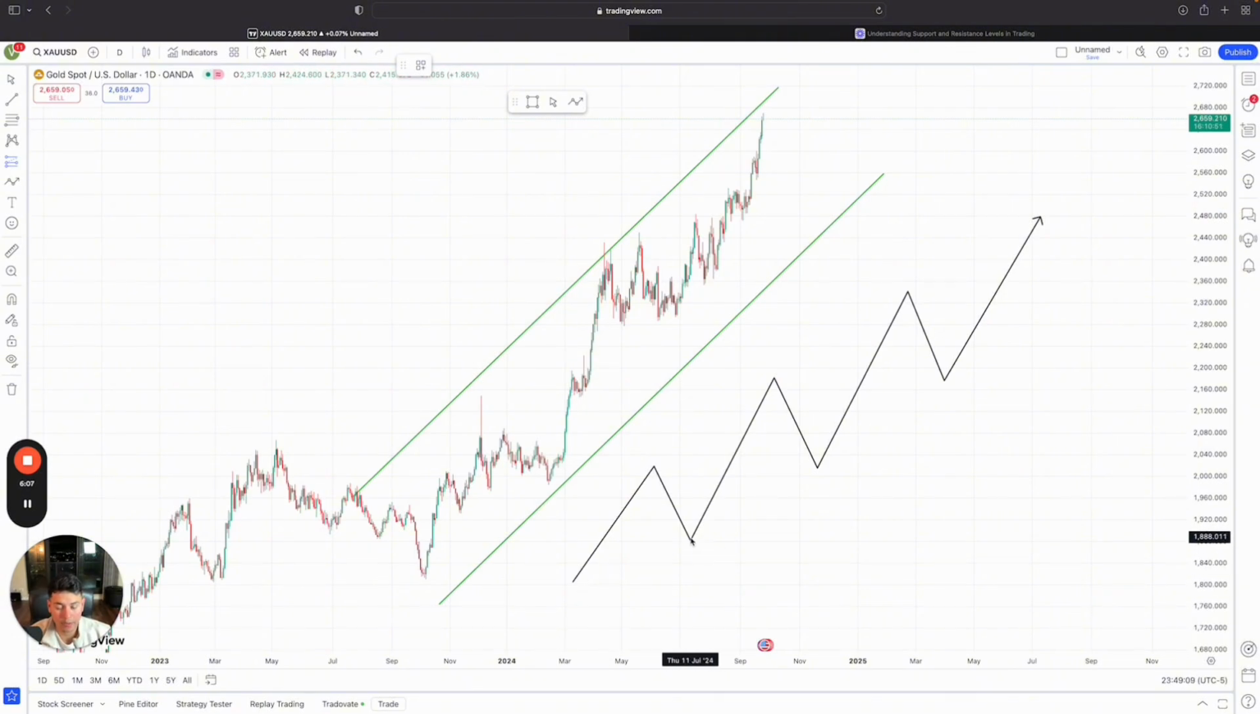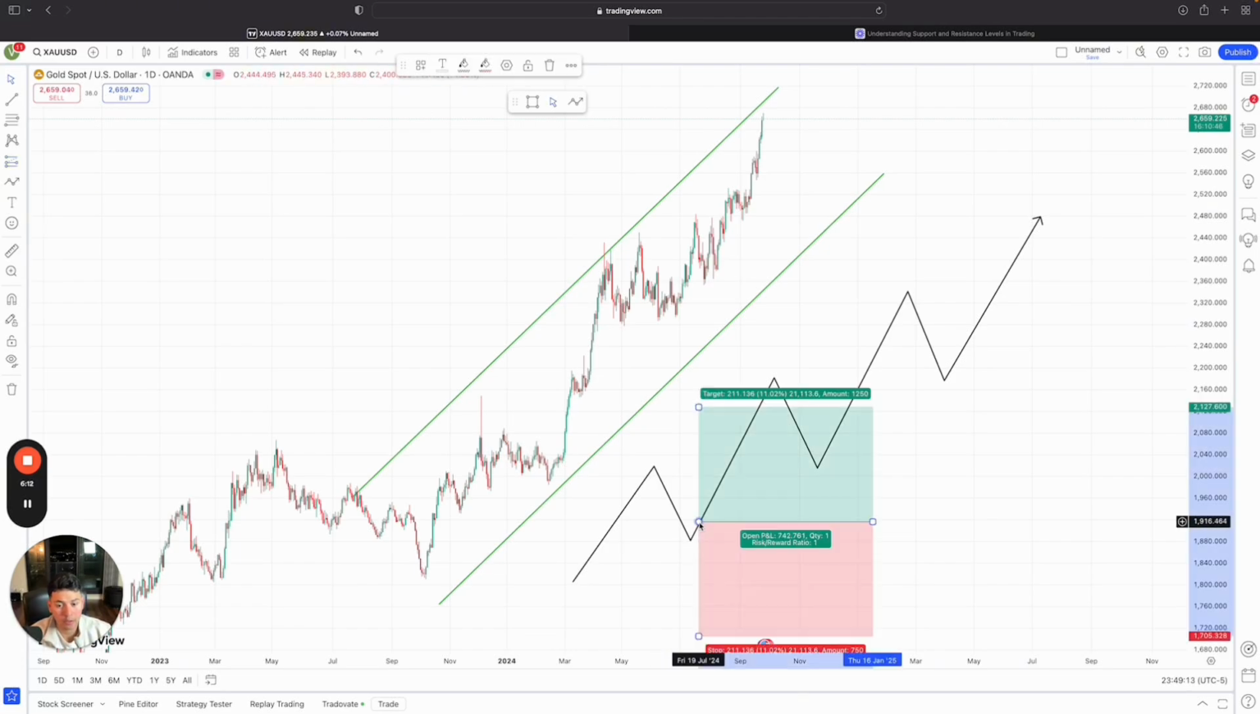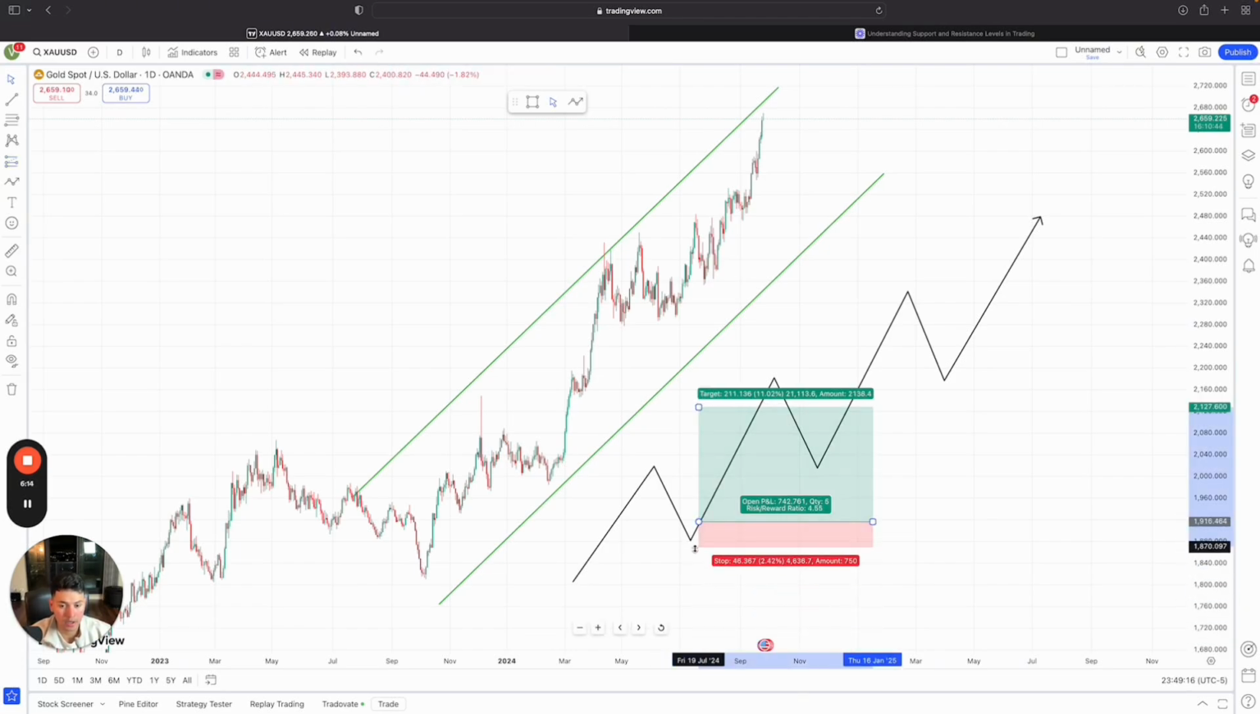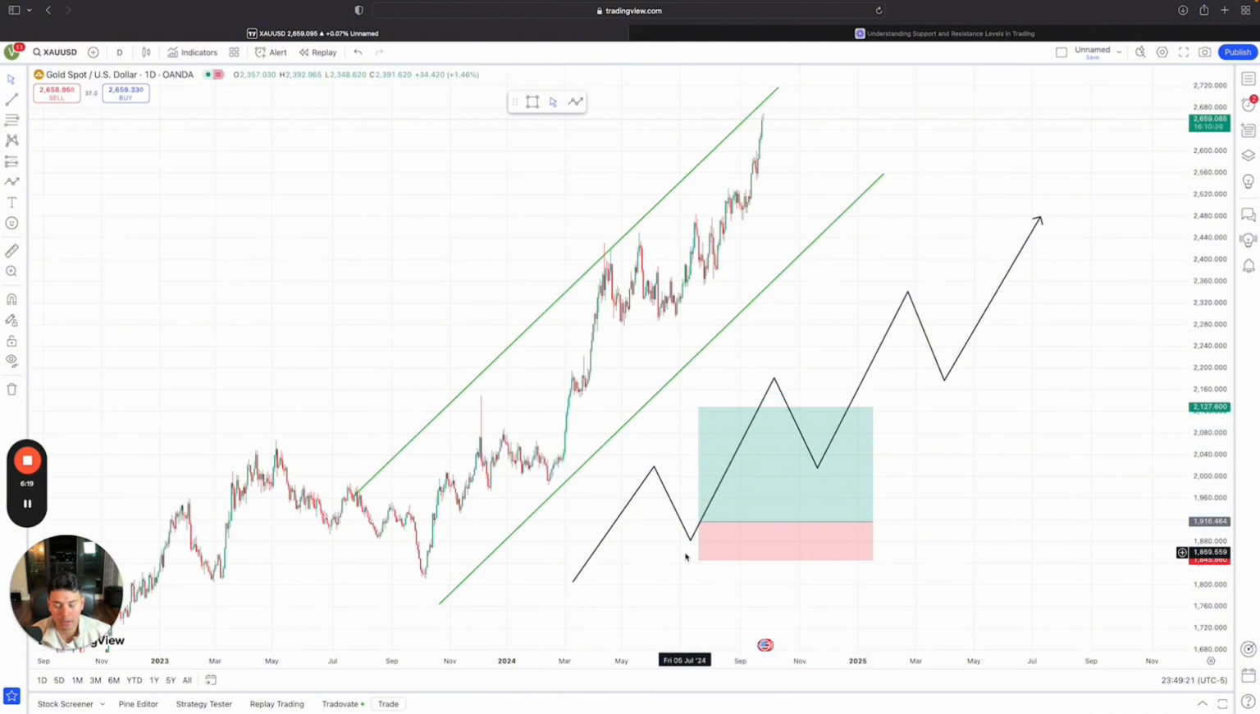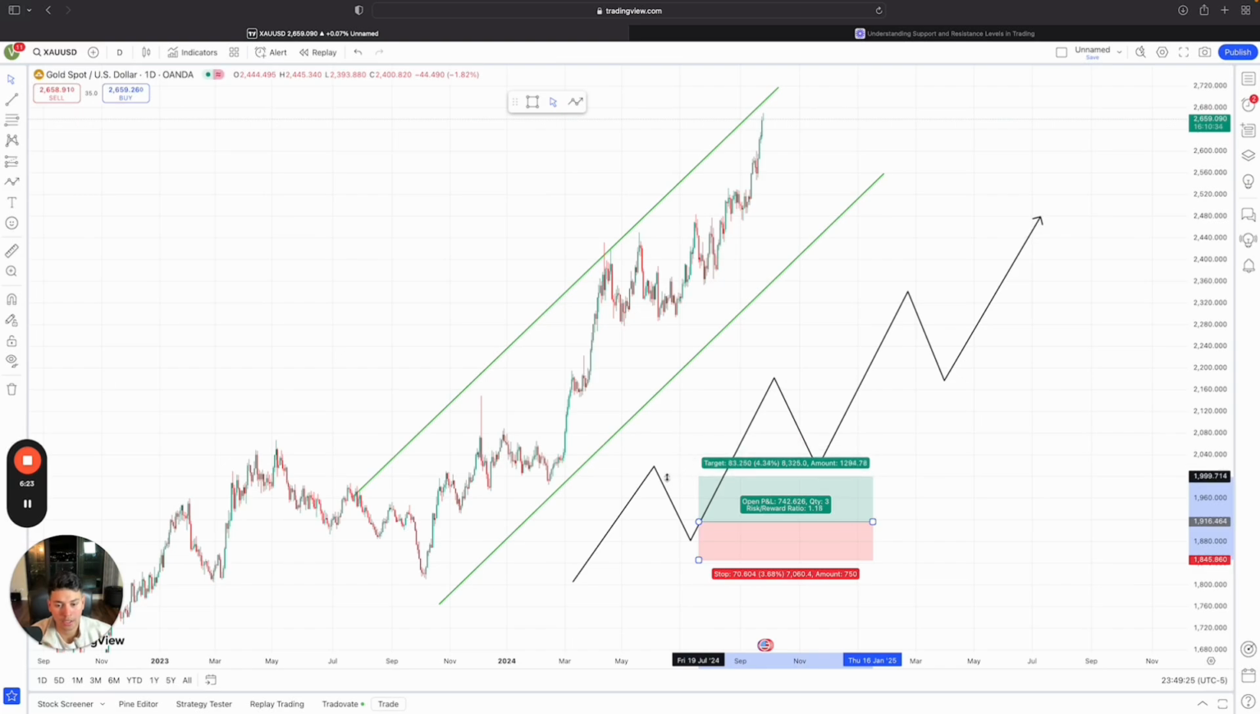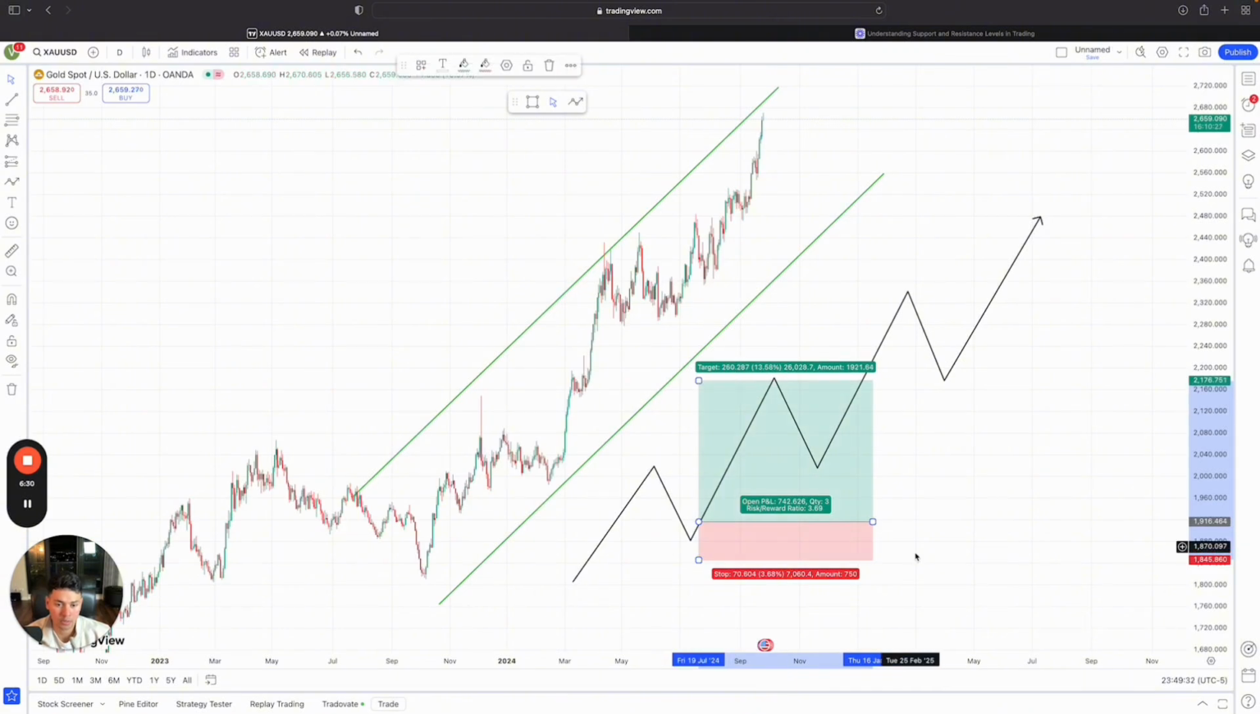Okay, so if it respects it and it retraces a little bit better, I would take my entry around this key level right here, and my stop loss would be a little bit under the previous higher low created, which is this one right here. Okay, so I would expect price to break above the previous higher high and create a new one, which at this point is this one right here.